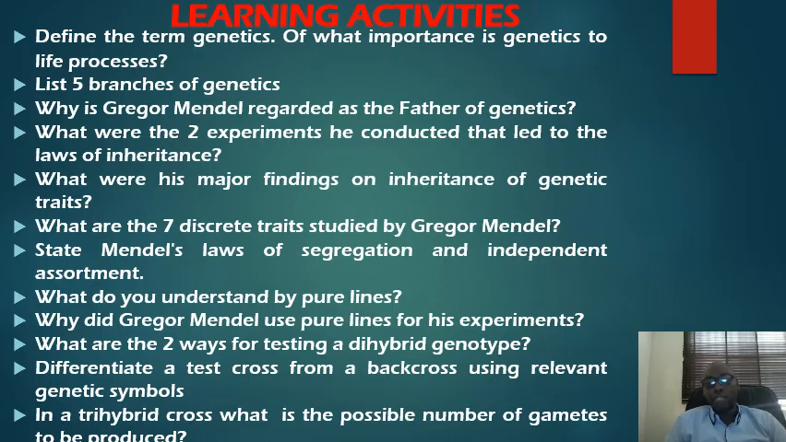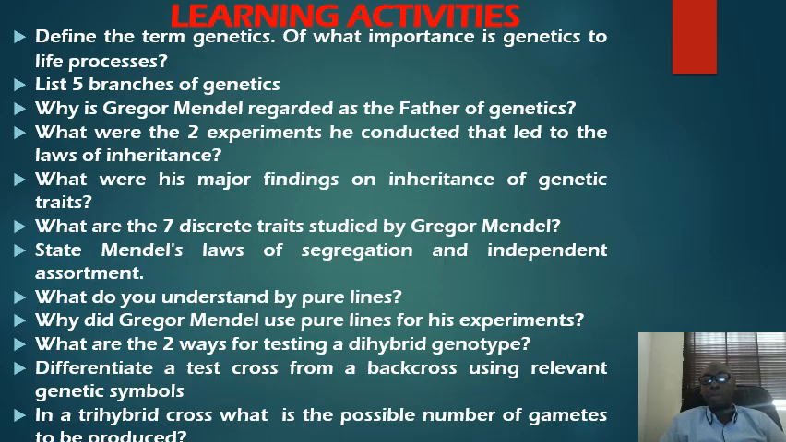Try that on your own. Sit down, take a paper and biro, and try to answer these questions. If you're able to answer them, then you've gotten a full grasp and understanding of this lecture. What were the two experiments he conducted that led to the laws of inheritance? What were his major findings on inheritance of genetic traits as regards garden pea, Pisum sativum? What are the 7 discrete traits studied by Gregor Mendel? State his laws of segregation and independent assortment.